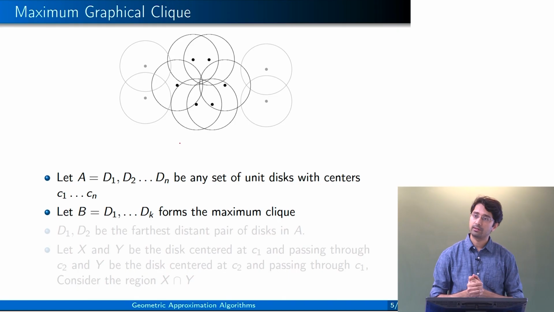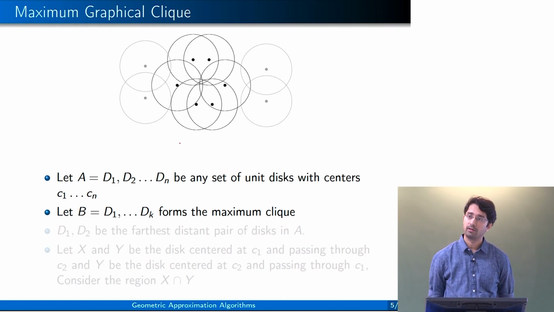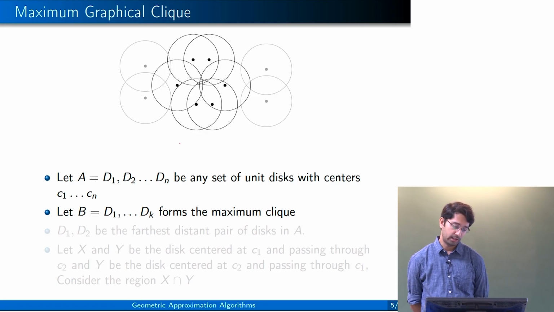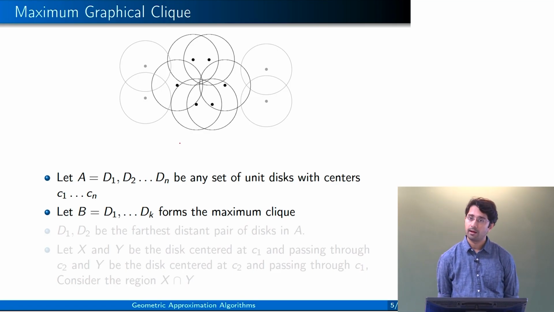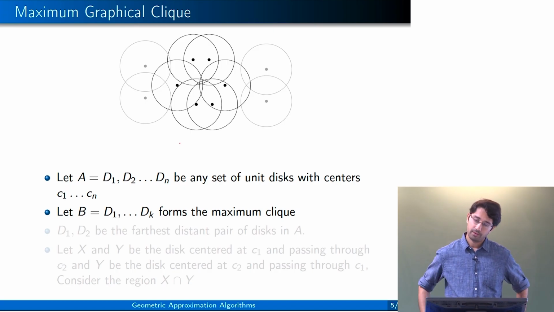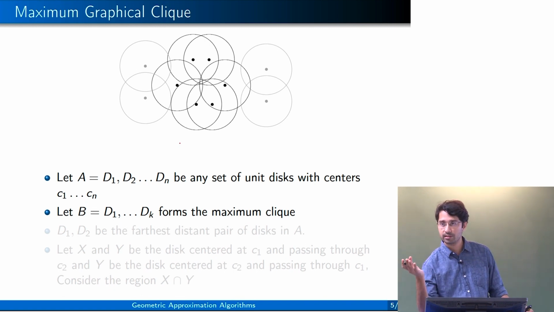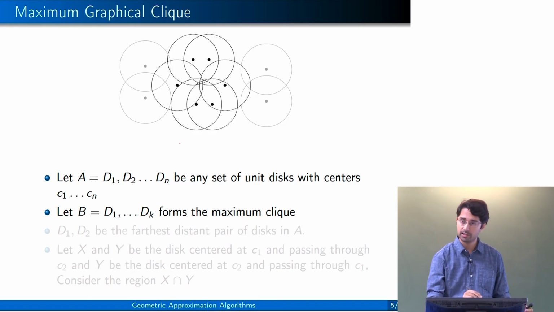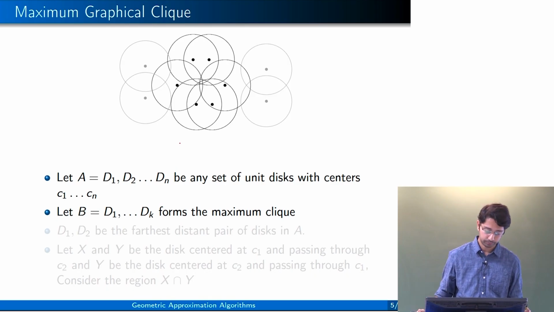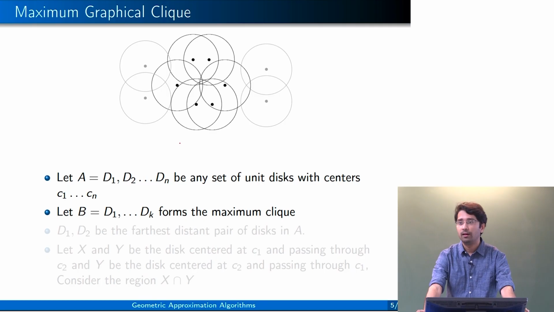Before we begin, let us fix some notations. Suppose we are given a set of unit disks D1, D2, ..., Dn, and we are also given the unit disk representation of these disks. The centers of the disks are C1, C2, ..., Cn. These are the centers; the disks are D1, D2, ..., Dn. Now, our objective is to find the maximum clique.